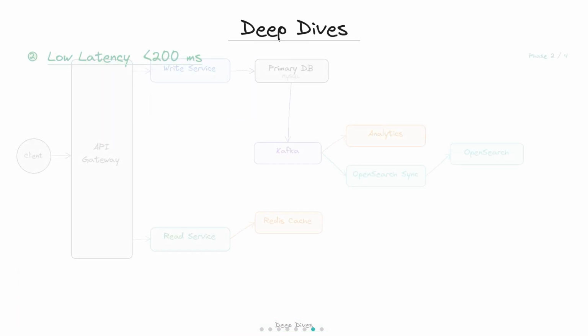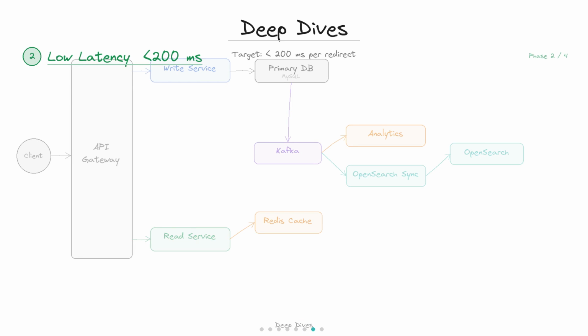Deep Dive 2. Keeping redirect latency under 200 milliseconds at scale. Without any optimization, a redirect means scanning a table of 1 billion rows to find the matching shortcode. That's nowhere near 200 milliseconds. Here's how we fix it in layers.